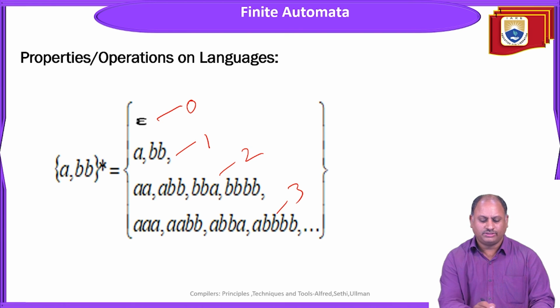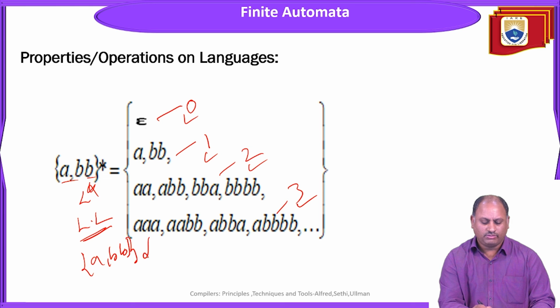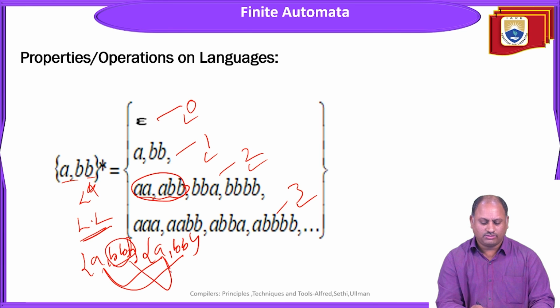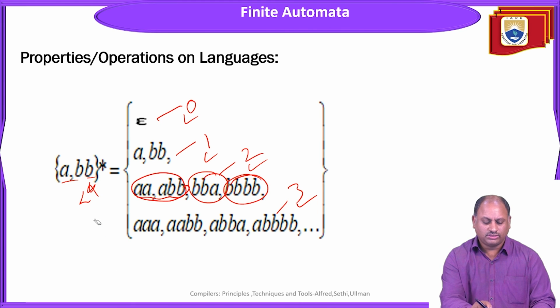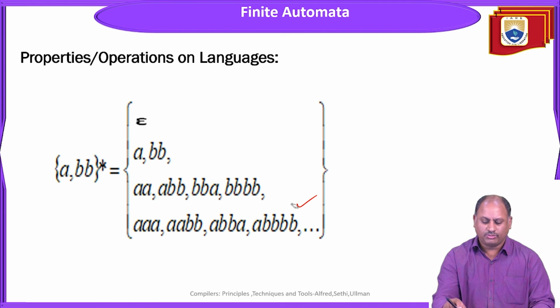That is L. If you consider L star, then L power 0, L power 1, L power 2, L power 3. So L power 0 is epsilon, L power 1 is L, and L power 2 means L dot L, that means concatenation of A, BB followed by A comma BB. So AA, ABB, then concatenation of BB and this one, we get BBA, and BBBB. In this way, we perform the concatenation with the language also, with L power 0, L power 1, L power 2, L power 3.